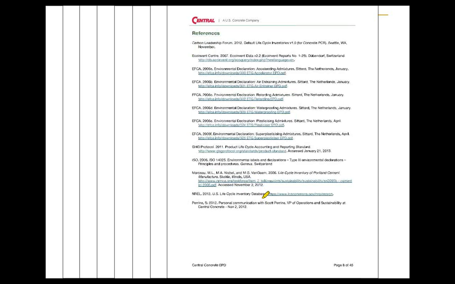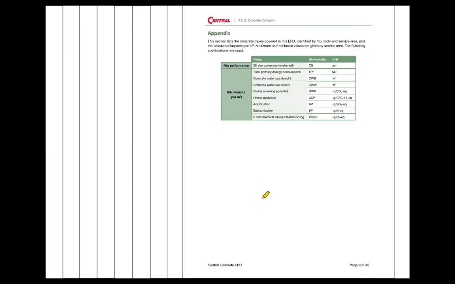It also describes references, where some of the data was gathered from and so forth. And then this is the important part. This is an appendix. This is the way Central decided to describe the impacts. It has a table up front that has abbreviations. You'll see in the next slide the table is extensive, over 1,400 mix designs, so the table is large. And so to make the table fit, they had to use standard abbreviations for these different impacts.